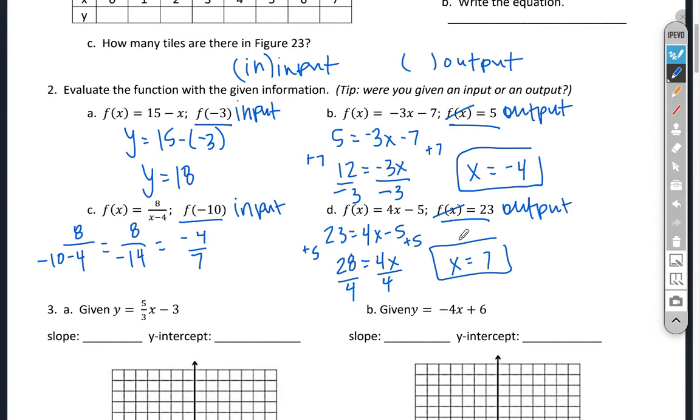Okay, so just make sure you're doing the right thing with the outputs or the inputs, okay? Make sure you're replacing for x if it's an input and f of x if it's an output.